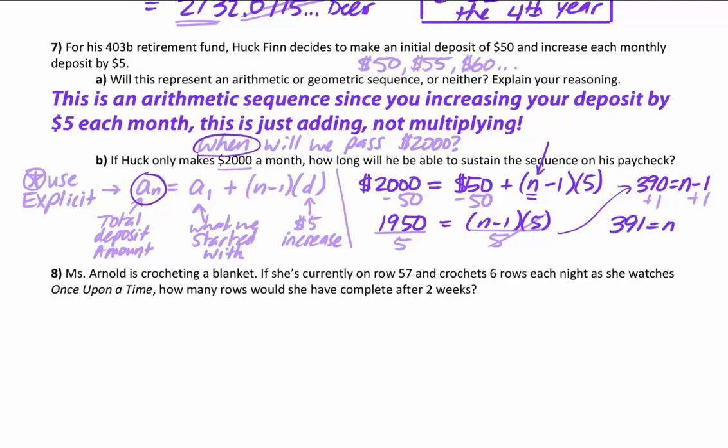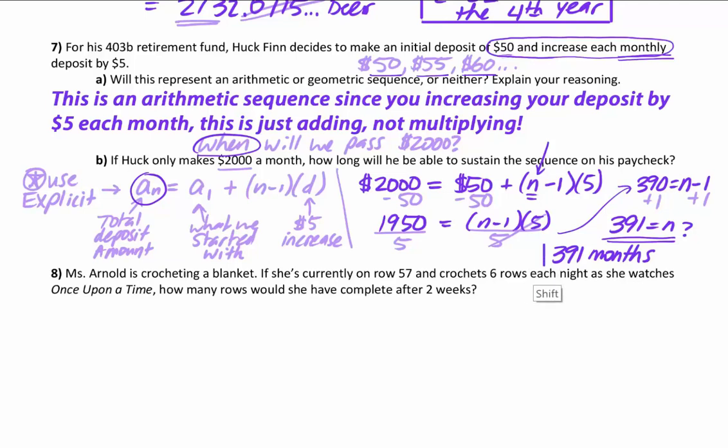But what does that mean? Okay, how do we interpret this? Well, n goes back to how often this deposit is being made. And so he's increasing the $50 each month. And so this first number is the first month, the second number is the second month, the third number is the third month. So it's going to take 391 months before he ever has to submit basically his whole paycheck to go into his savings.